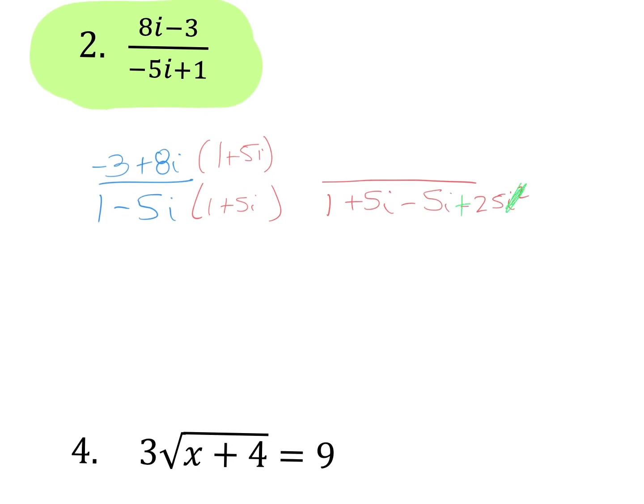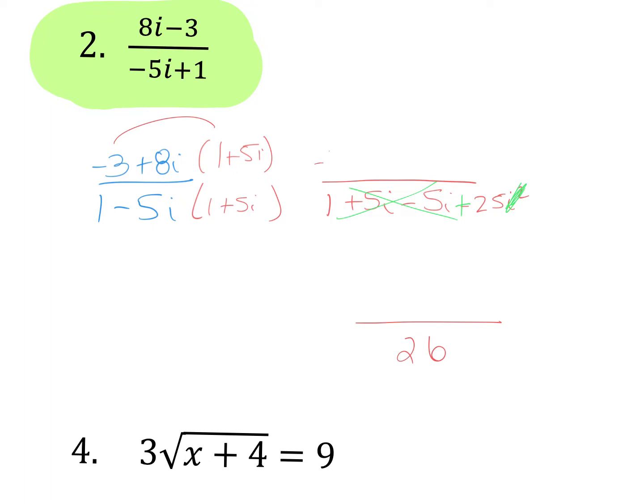What happens to my positive and negative 5i? It cancels out. So what are we left with in the denominator? 1 plus 25, which is 26. So exactly what we needed to happen did. The i's canceled out. We're good to go. So now go ahead and simplify the numerator.